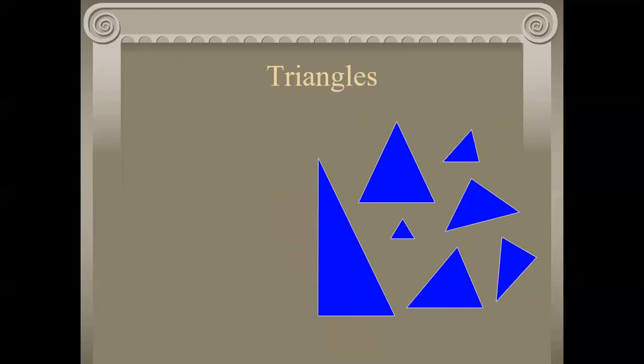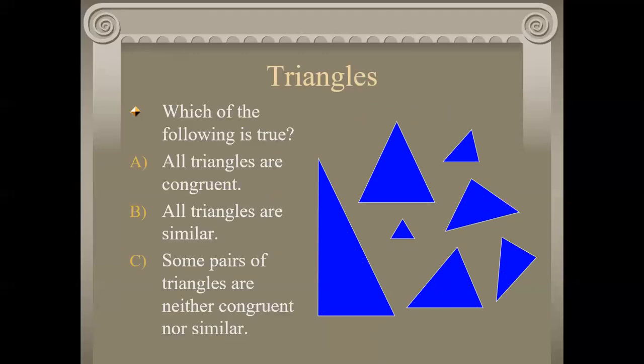Triangles. Some of the triangles are not the same shape, so some of them are not similar. Let's see the question. Which of the following is true? All triangles are congruent. No. There is a difference in the shape and the size as well, so they are not congruent. All triangles are similar. No, there is a big difference in the shape itself.